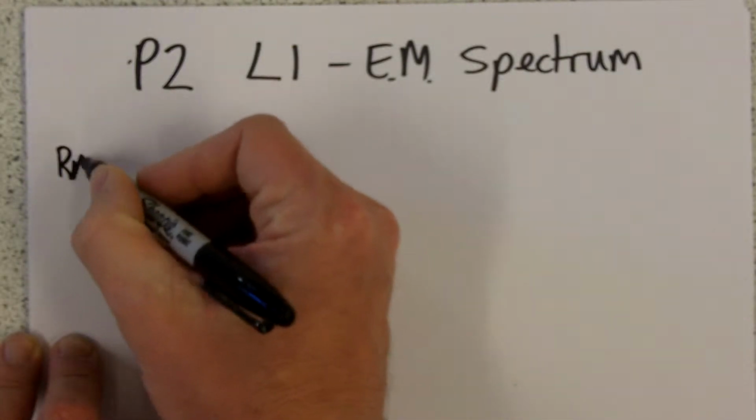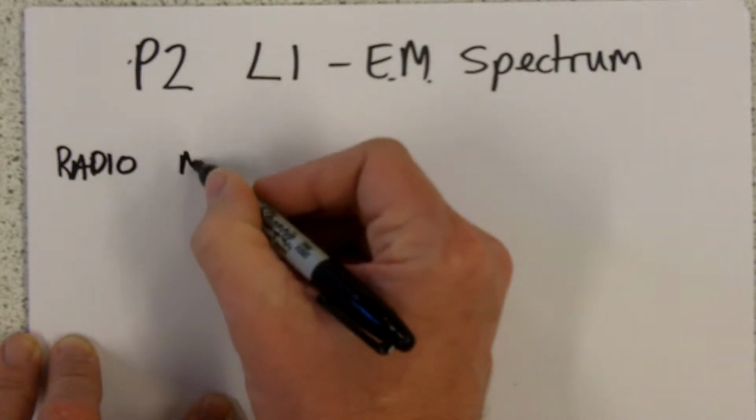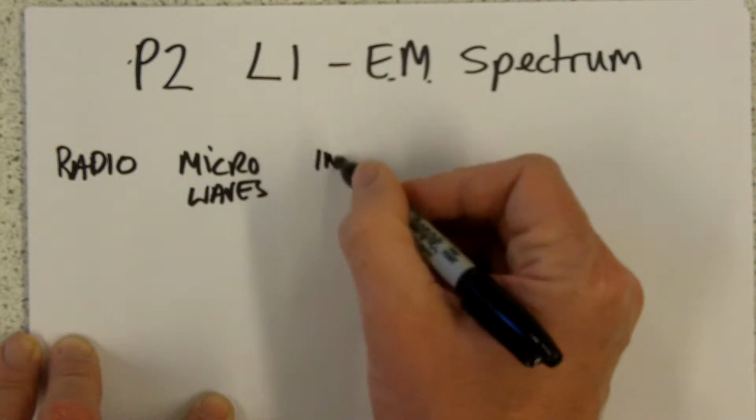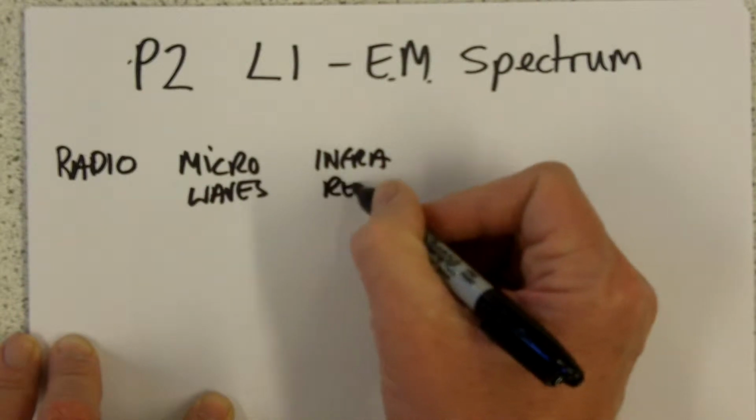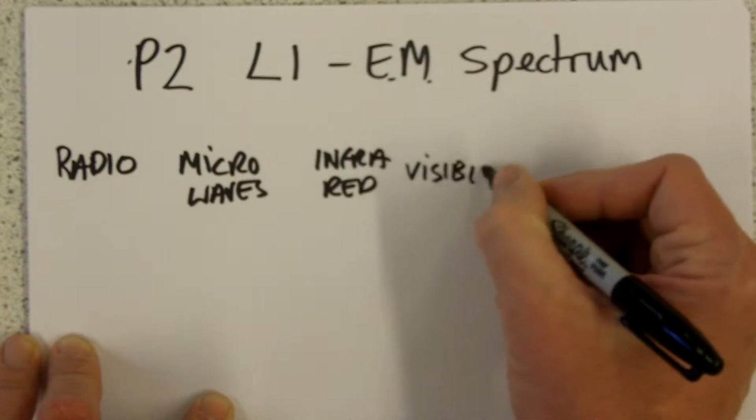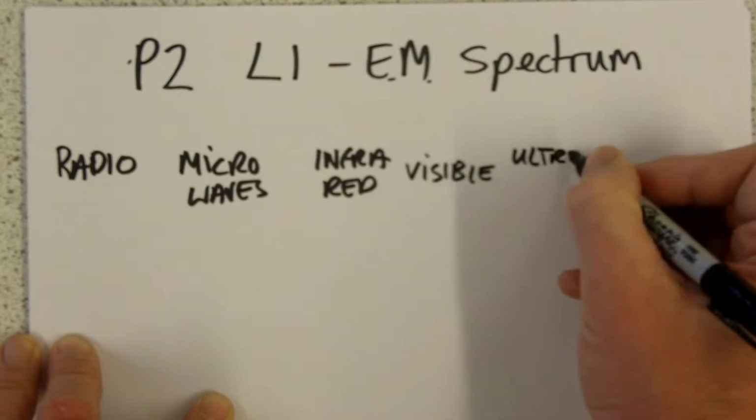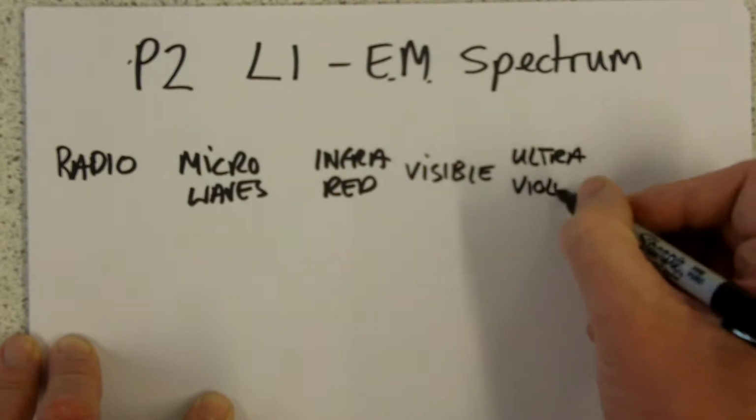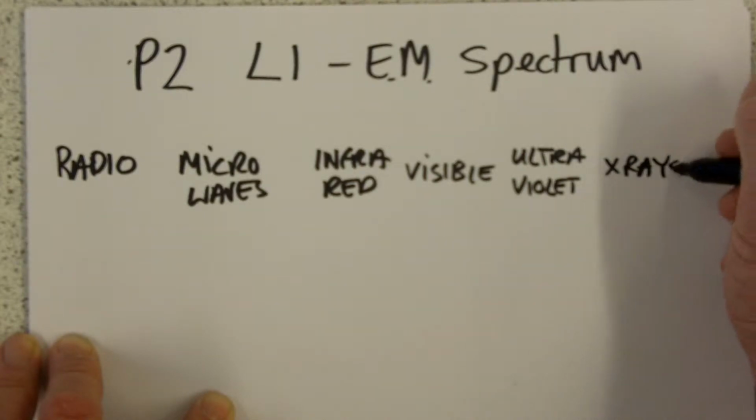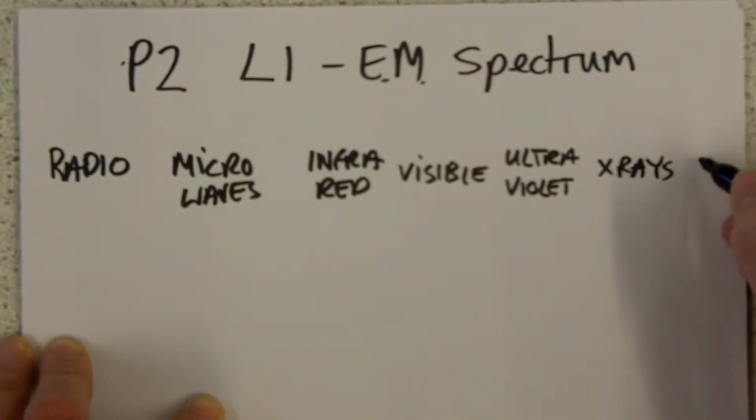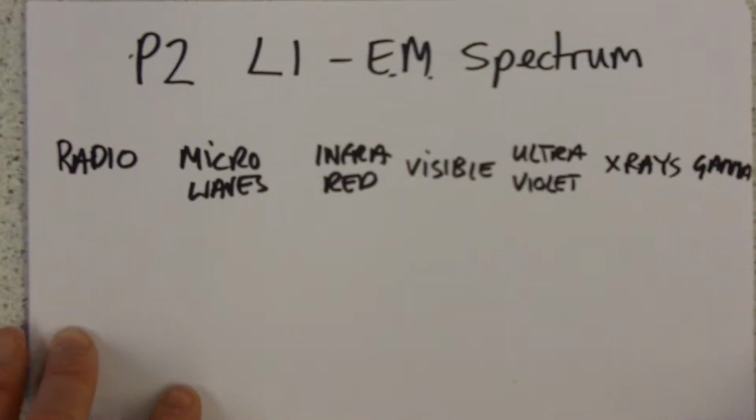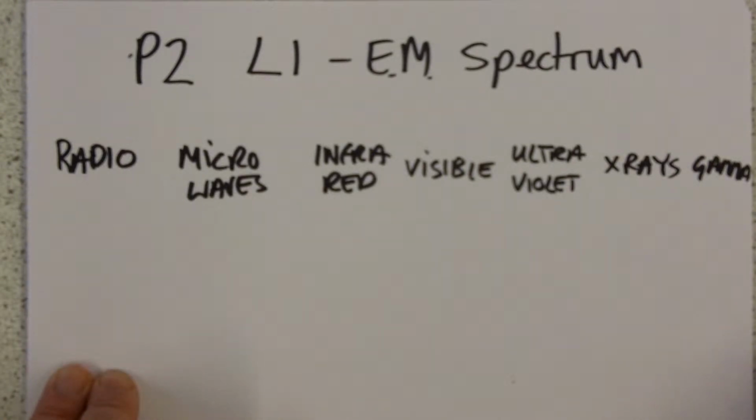The EM spectrum consists of radio waves, microwaves, infrared radiation, check your spelling, visible, ultraviolet, X-rays, and on the end there, gamma.